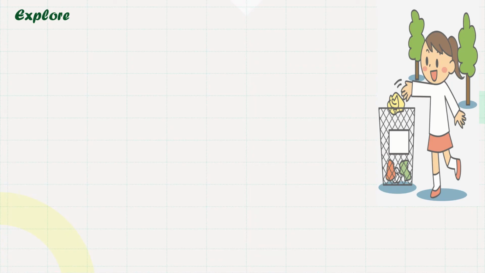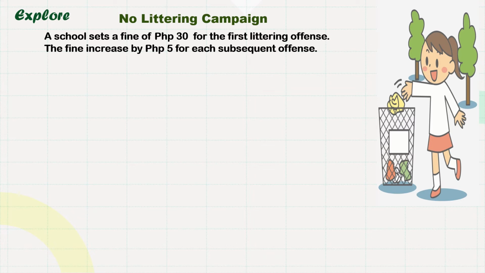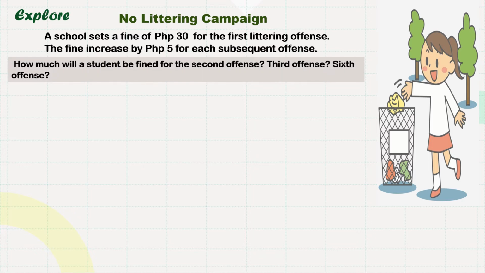To explore, let us use this situation. No littering campaign. A school sets a fine of 30 pesos for the first littering offense. The fine increases by 5 pesos for each subsequent offense. How much will a student be fined for the second offense, third offense, sixth offense?